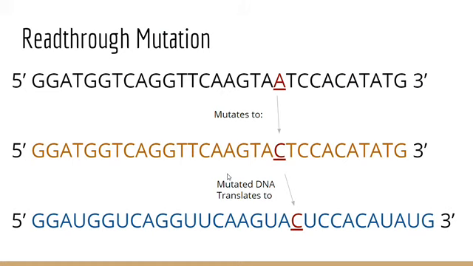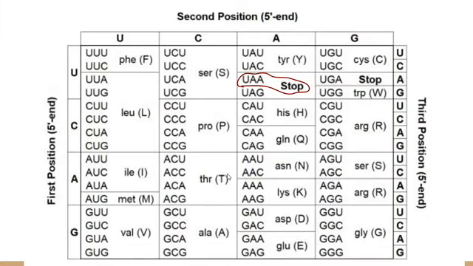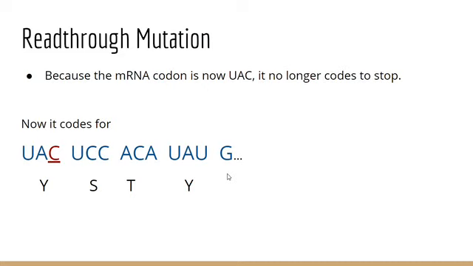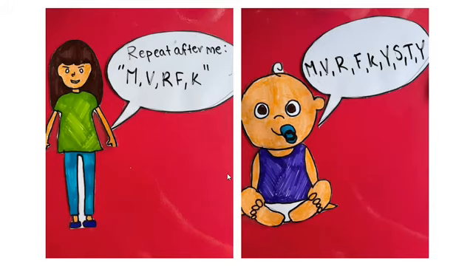A read-through mutation could be a transversion going from an A to a C, and so what was a UAA is now a UAC. And so it's not a stop, but a Y now. And so because the mRNA codon is now a UAC, it no longer codes to stop. Now it codes for Y, S, T, Y, and it continues. And so this is the baby saying MVRFK, Y, S, T, Y, and it continues to read through.